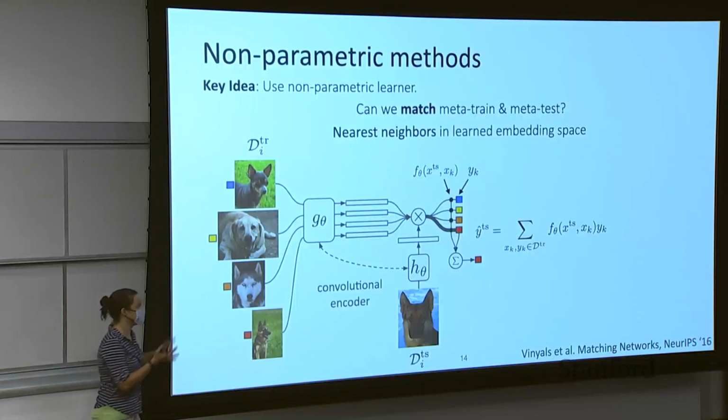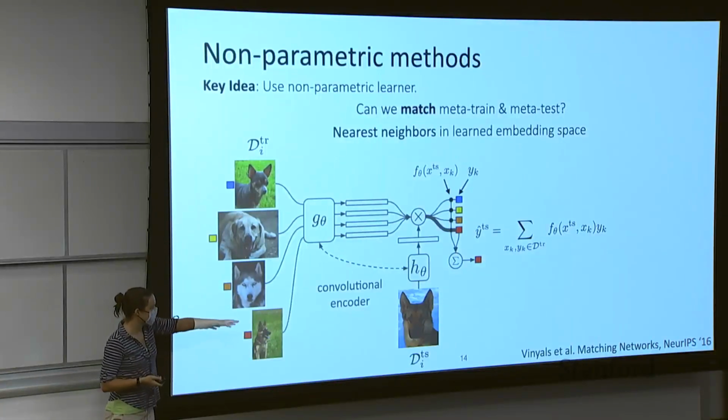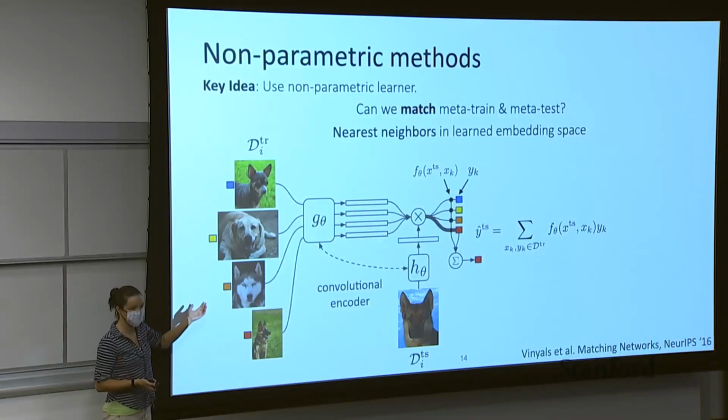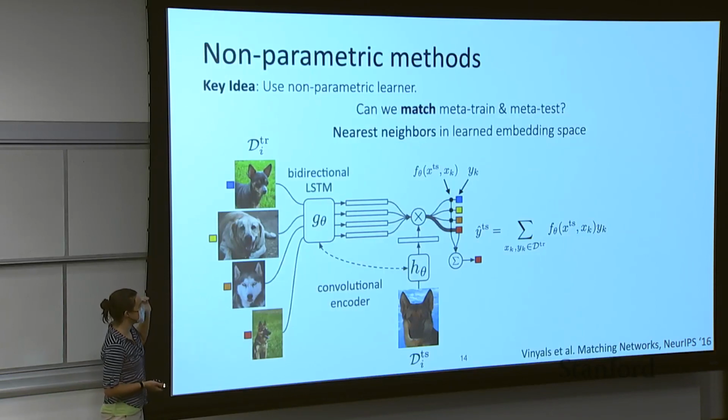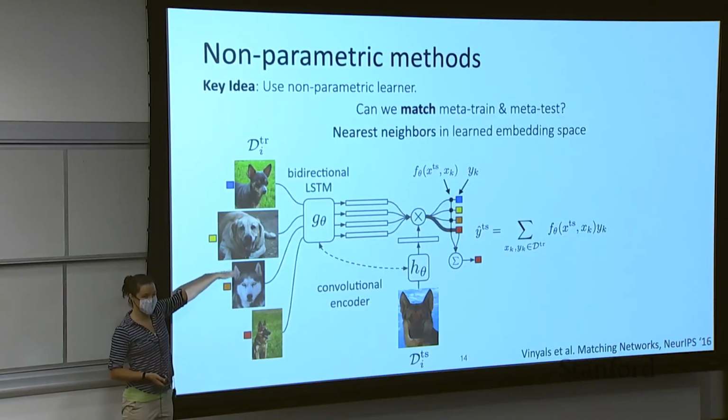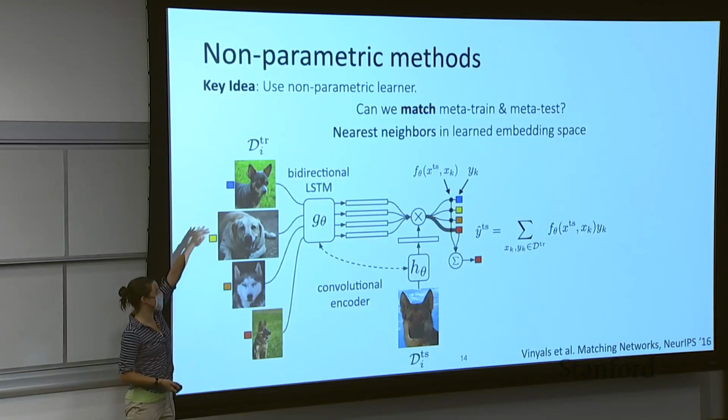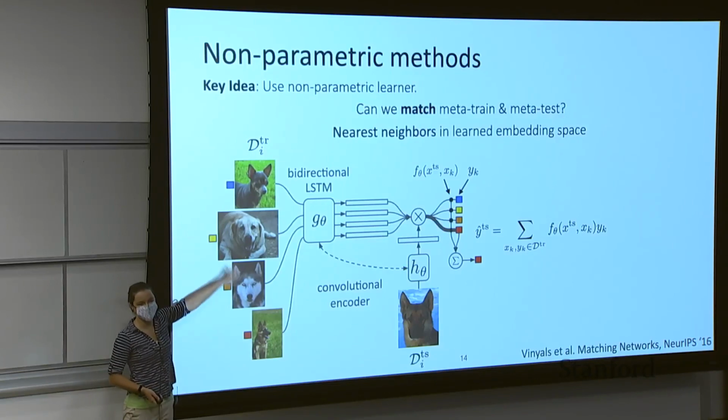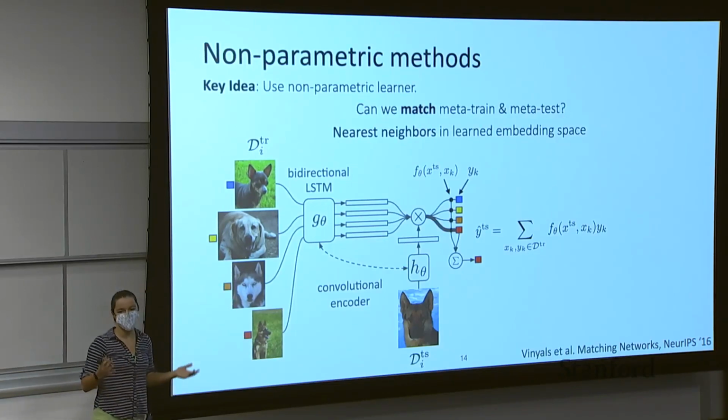In terms of the architecture, there's a number of details that you can do here. This architecture uses a convolutional encoder for the images. It also uses a bidirectional LSTM so that the embeddings of each example don't just depend on the example itself, but also depend on the other examples. But those are essentially more sophisticated choices that you can do.